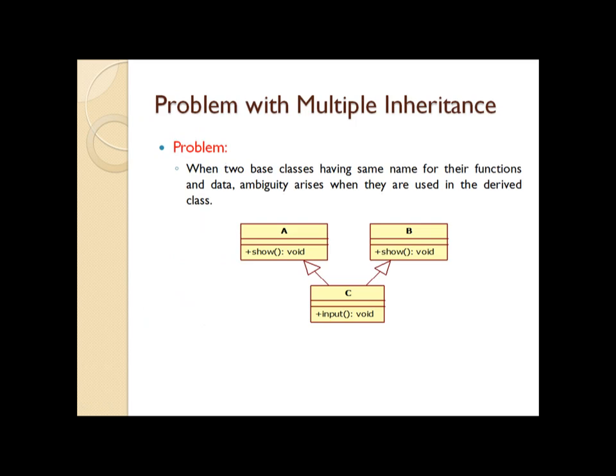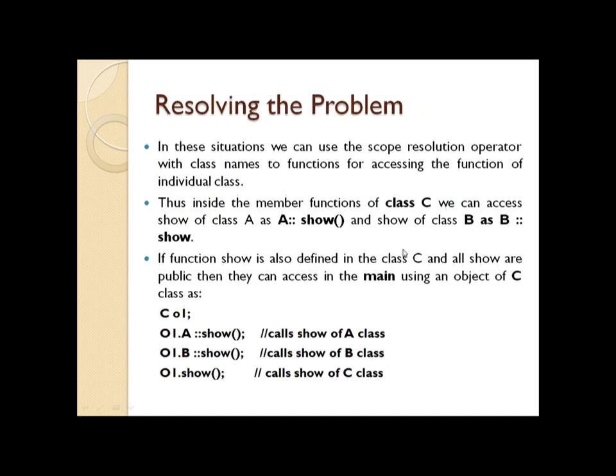We have taken another example in order to introduce the problem which a programmer may come across during the implementation of multiple inheritance. The problem is, suppose we have two classes A and B where the function show is given, and we want to access these two functions in class C, which is the child class of A and B. Then in such a situation the compiler gets confused about which show method class C wants to call, the show from A or the show from B. So this is a problem.